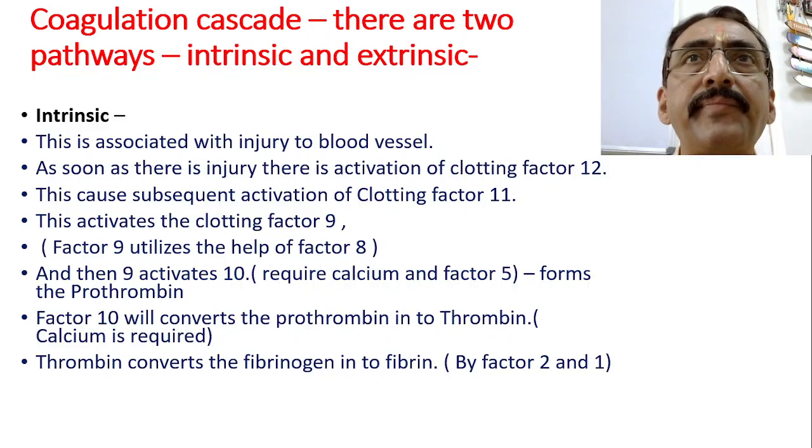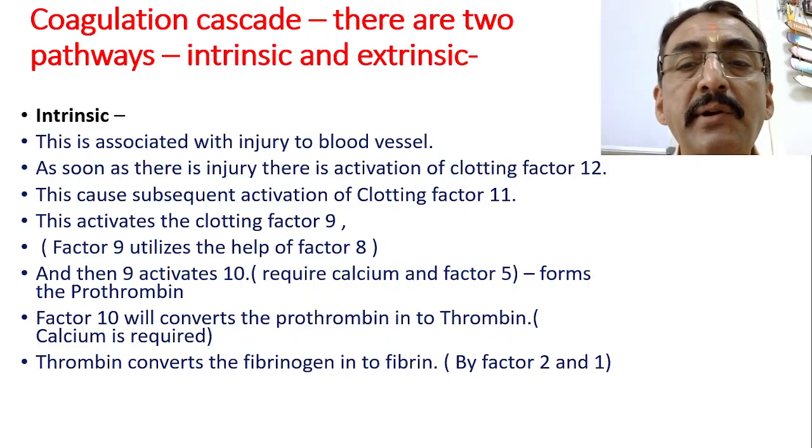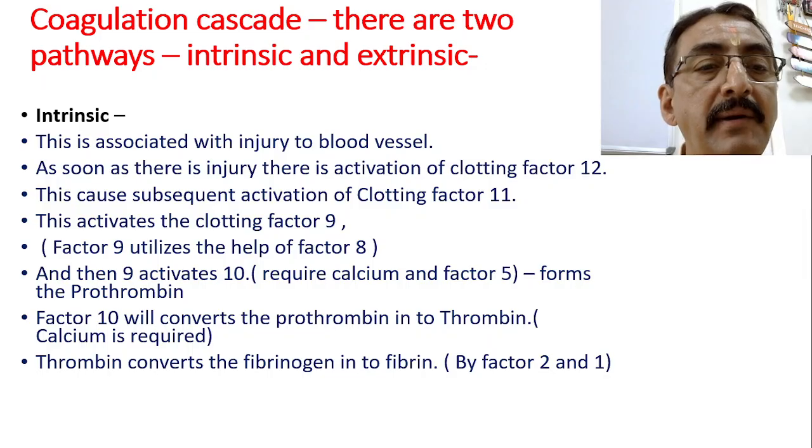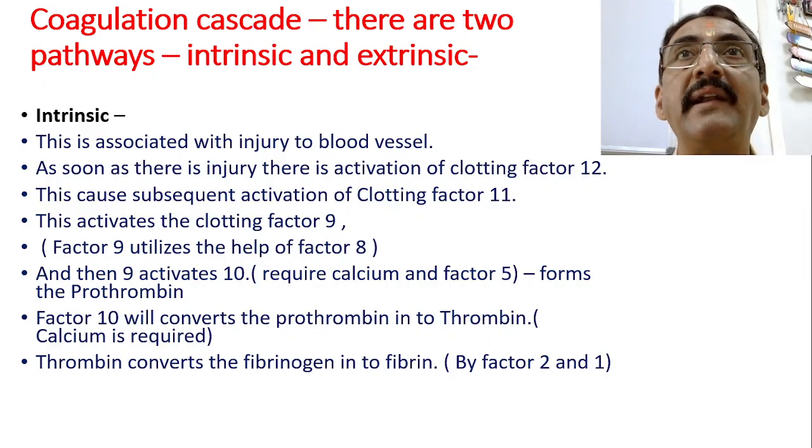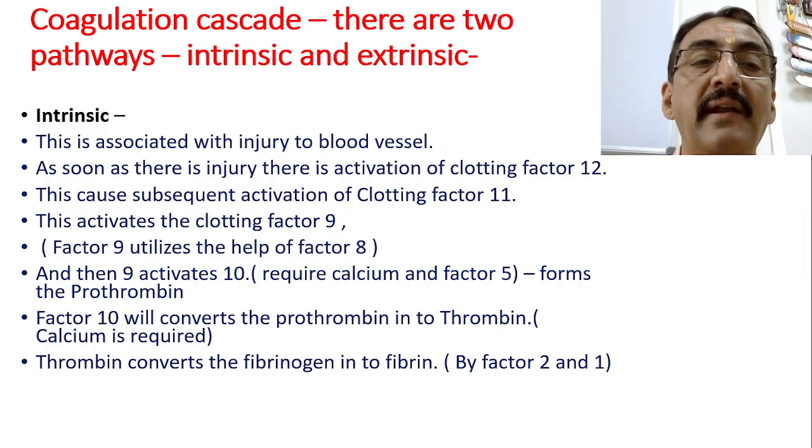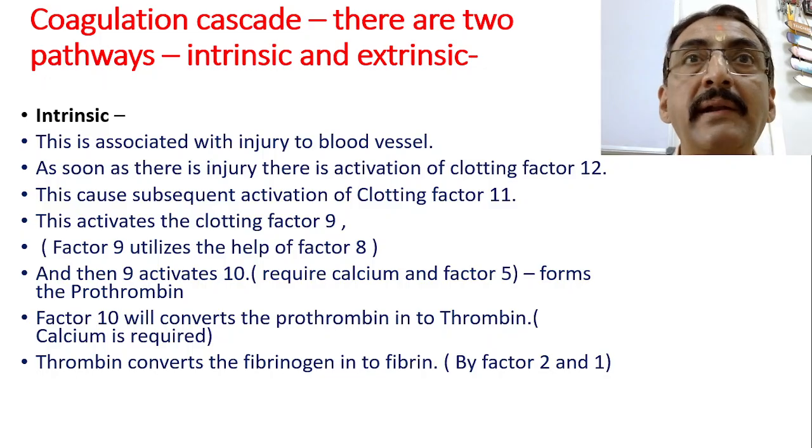Prothrombin is there in the blood. That will be converted into thrombin by means of factor number 10, but it also requires calcium. This step also requires calcium. Factor number 9 converting into 10 also requires calcium. Factor 10 converting prothrombin into thrombin also requires calcium.